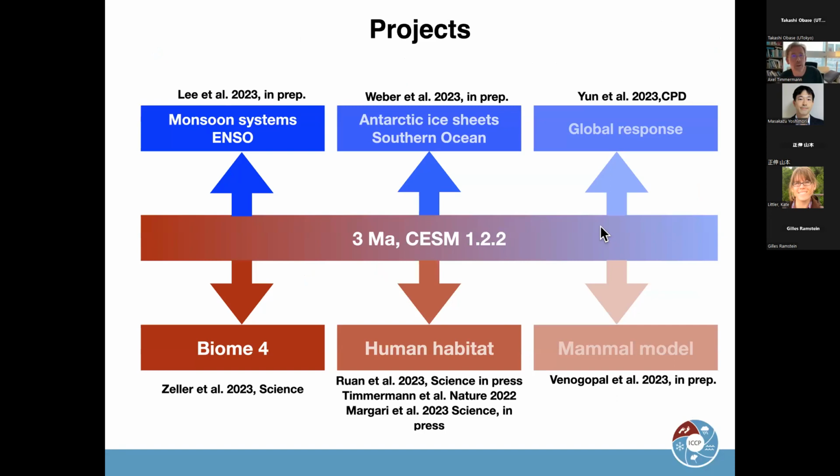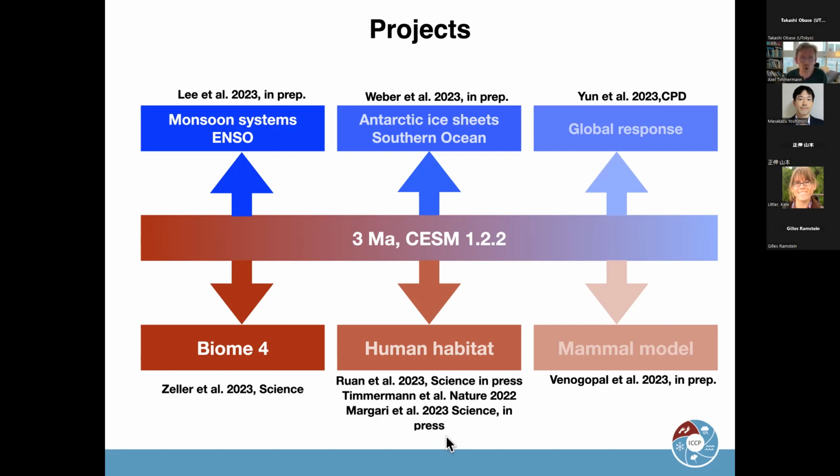The model simulation has been used for a wide variety of projects. So far, we are looking currently at monsoon systems and ENSO, the Antarctic ice sheets and Southern Ocean dynamics. A presentation paper of this simulation is currently in review in Climate of the Past Discussions. Elke Zeller published a paper where she used that 3 million year simulation to force BIOME4, so we have a long-term reconstruction of vegetation. And human habitats were studied in a recent study in Nature last year.